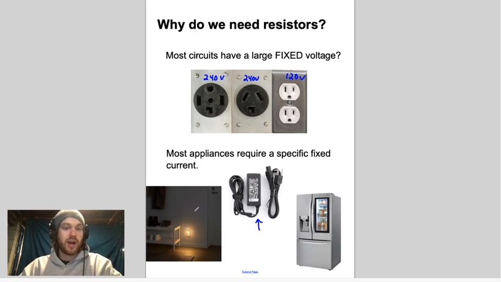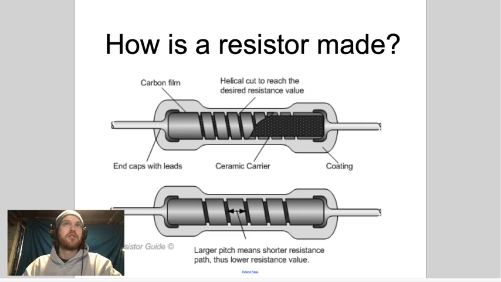But we're adding little tiny things like resistors into the adapters. We're also converting, maybe AC to DC in some of these cases. For the fridge, you're converting or adding resistance to make sure the current is correct. And that's what we have control over. We have control over the resistance in the circuit. So let's learn how to read them.